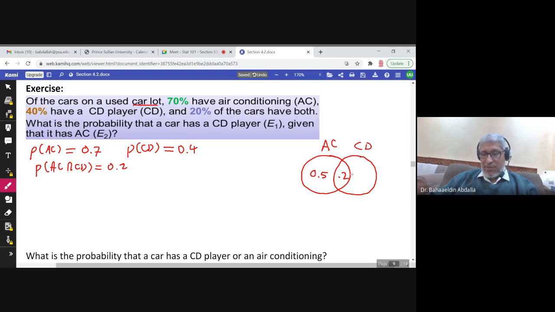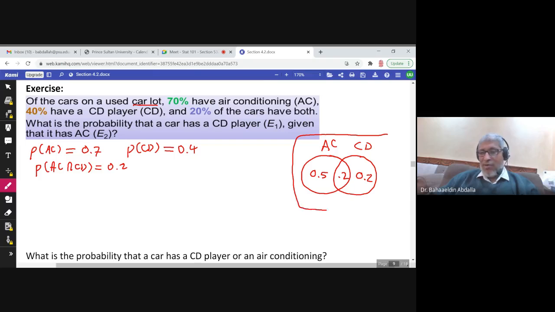What about CD? In general, I have 0.4. 0.2 is in the intersection and 0.2 outside of the intersection. So what is the meaning of this 0.5? 50% of the cars have air conditioning but not a CD player, air conditioning only. 20% of the cars have CD player only. 20% have both air conditioning and CD player. If you add these numbers, you will get 0.9.